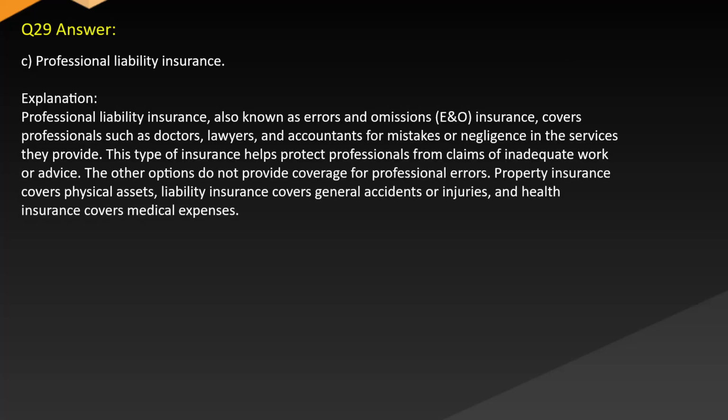Answer. C. Professional liability insurance. Explanation. Professional liability insurance, also known as errors and omissions (E&O) insurance, covers professionals such as doctors, lawyers, and accountants for mistakes or negligence in the services they provide. This type of insurance helps protect professionals from claims of inadequate work or advice. The other options do not provide coverage for professional errors. Property insurance covers physical property. Liability insurance covers general accidents or injuries, and health insurance covers medical expenses.